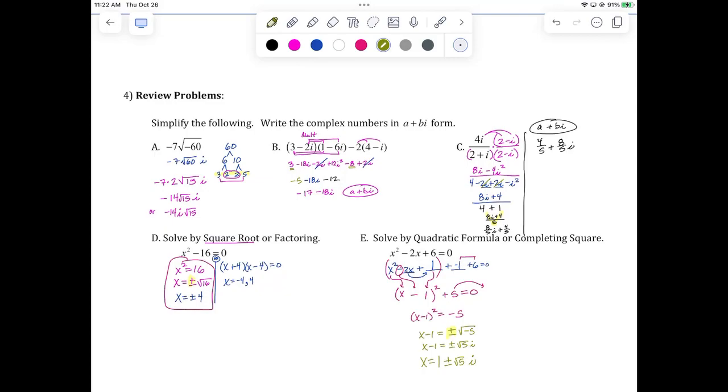All right. Comments or questions? All right. You have the rest of the class to work on your 5.3 homework, which is due tomorrow morning. Okay? Let's write that down.